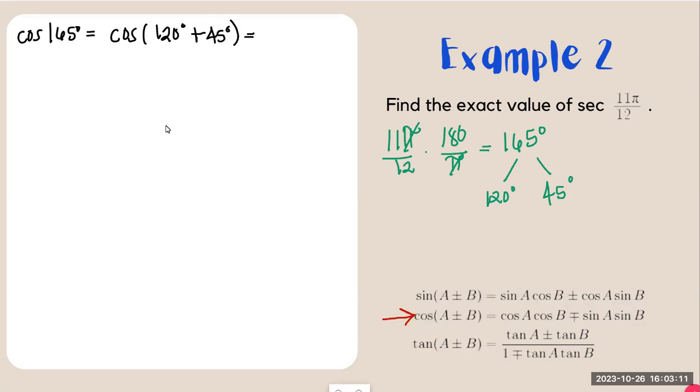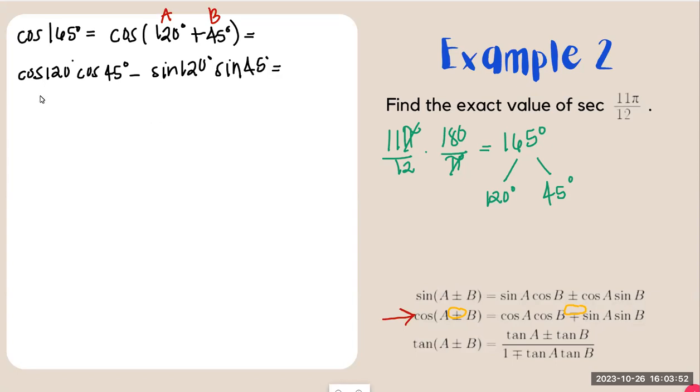We're going to use the cosine identity for addition. We're going to plug in 120 for A and 45 for B. So for cosine, when we're adding the two angles, then over here in the formula, we actually subtract because we have a minus sign on the top there. So the cosine of 120 degrees times the cosine of 45 degrees minus sine of 120 times the sine of 45. All right, so we just plugged everything into the formula.